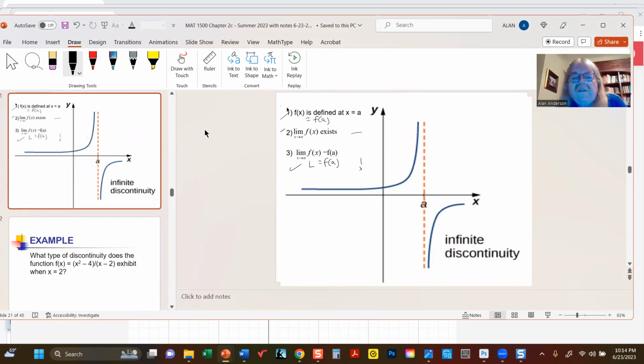So the first one already fails. F of x is not defined. Well, that lets that out. And of course, you can see that coming from the left and the right, the two limits would be different from each other. One is, by the way, positive infinity, and the other is negative infinity.